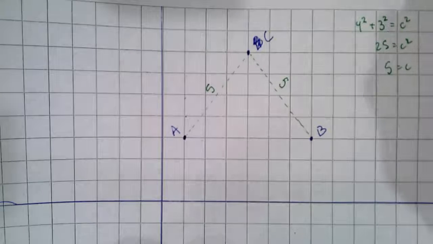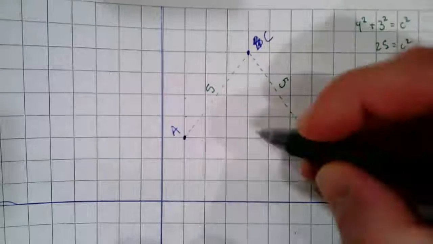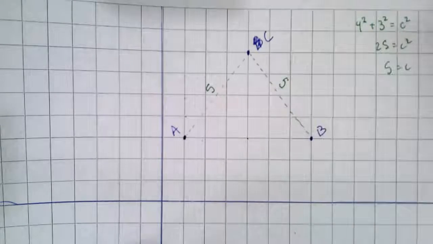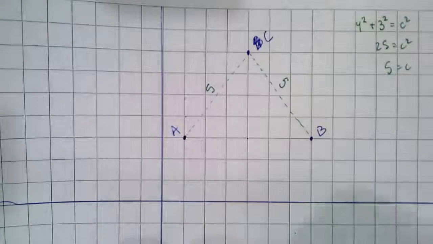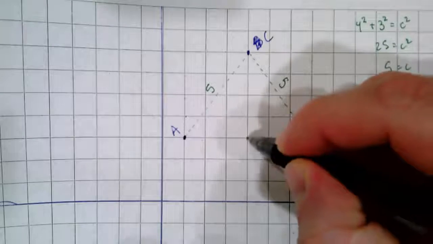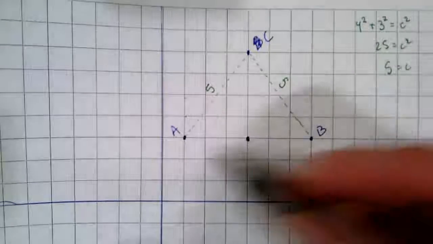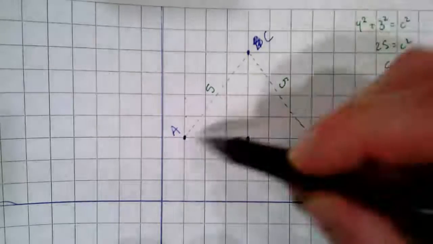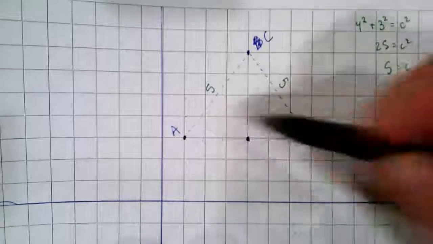Now we're supposed to find all the remaining points on the grid that are the same distance from A as they are from B. So let's see if we can find some more. Well, obviously there's the one right here in the middle, right? This is 3 units from A, 3 units from B. And notice how this makes this sort of isosceles triangle shape here.